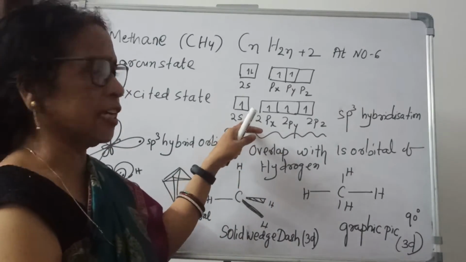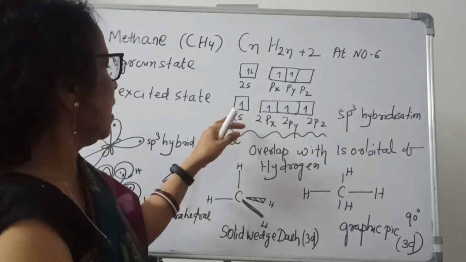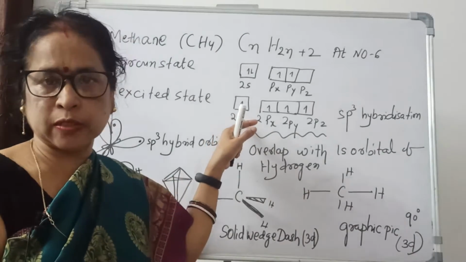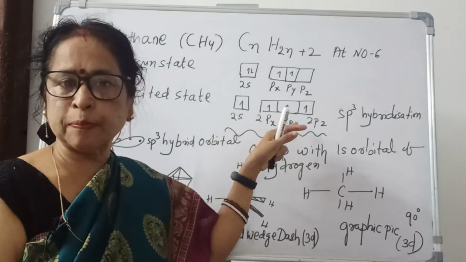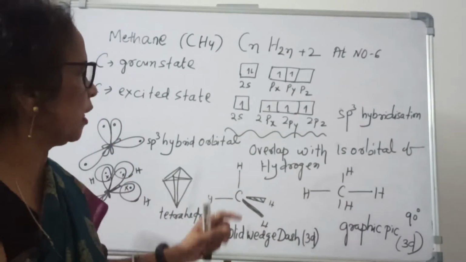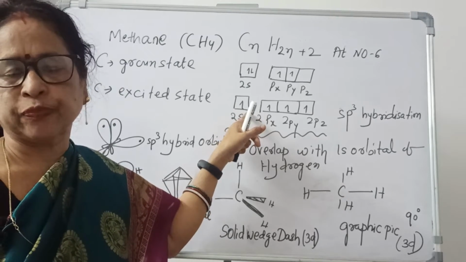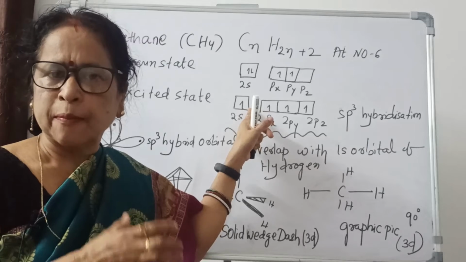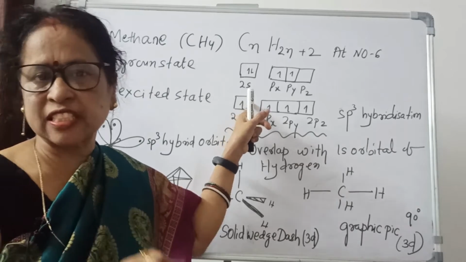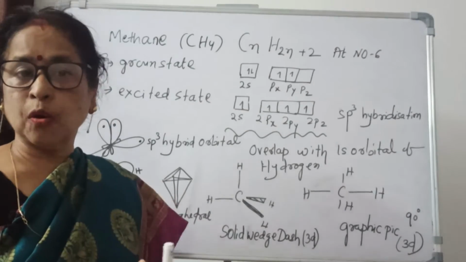But the question here: you can see 2s is the lower energy level, and px, py, pz have the same energy level. Now 2s of carbon overlaps with 1s of hydrogen, whereas px, py and pz of the carbon overlap with 1s of hydrogen. Automatically the bond which forms with 2s would be lower energy. But actually it is not found. Experimentally it is proved that the 4 bonds have the same energy, equivalent length, then equivalent energy. Then how is it possible?